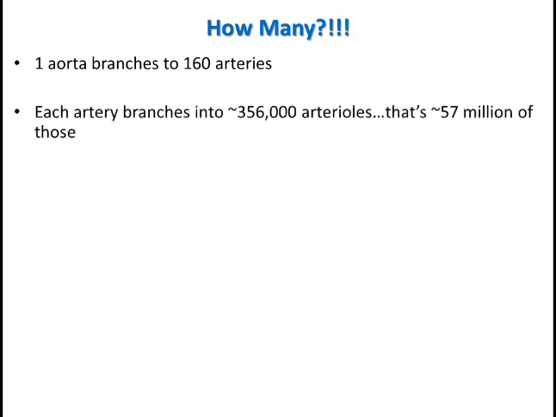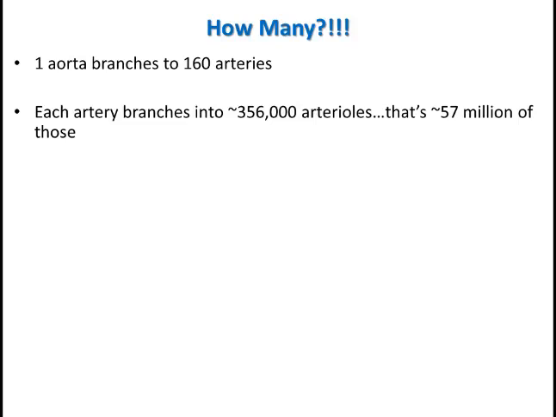And so I always get asked, well, how many vessels are there? How many capillaries are there in the human body? Well, let's talk about how extensive this branching is. Okay, so there's one aorta that leaves the left ventricle. That aorta will give rise to 160 arteries that will feed all parts of the body. From each of those arteries will be about 350,000 or so arterioles. So if you do some quick math, yep, that's about 57 million of those. So 57 million arterioles in the body.